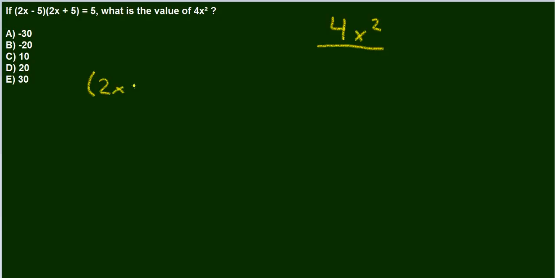We've got 2x minus 5 and 2x plus 5 equals 5. Oops, whoa, that's a 4x squared equals 5. Alright, so let's just take a look at this. Do we see a 4x anywhere in this problem right off the bat? Well, I don't. I see 2's and 5's and x's, but no 4x squared.